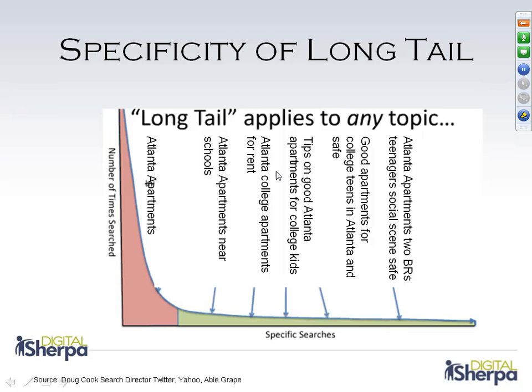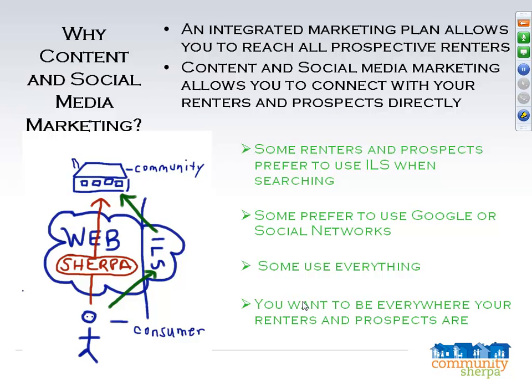The other 75%, they're typing in things like Atlanta apartments near schools, Atlanta college apartments for rent, tips on good Atlanta apartments for college students, right? Things like that. These are real searches, and this is the way 75% of people search. So why would you spend more money to focus on the 25% when you can focus on 75%? The trick is you don't exactly know what someone's going to type in. So how do you get found if you don't know the thousands of ways that people can type in combinations of words that are relevant to your property?